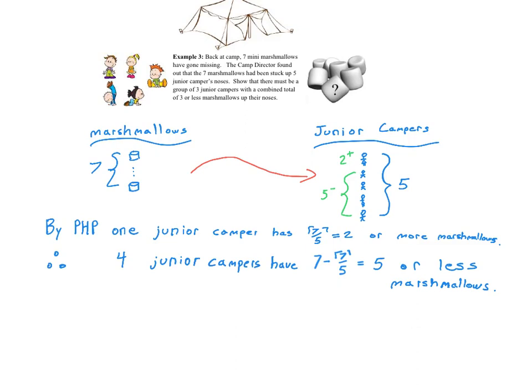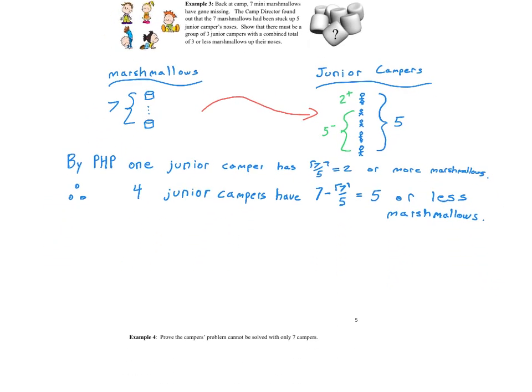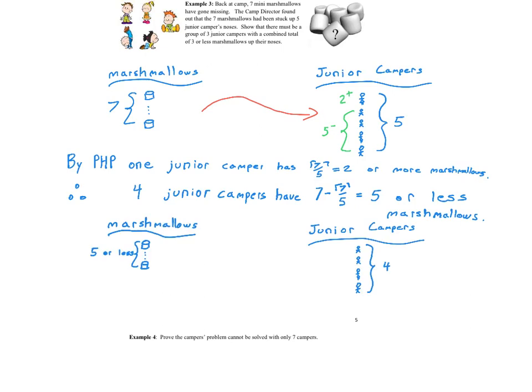Okay, now this didn't quite tell us what we want. The question was about a group of 3 junior campers, but now we have a group of 4 junior campers. But they're being distributed 5 or less marshmallows. Well, now we can set up the pigeonhole principle again to make that assignment. Let's draw a picture. So now we have 5 or less marshmallows being distributed as pigeons to fly into 4 junior campers.